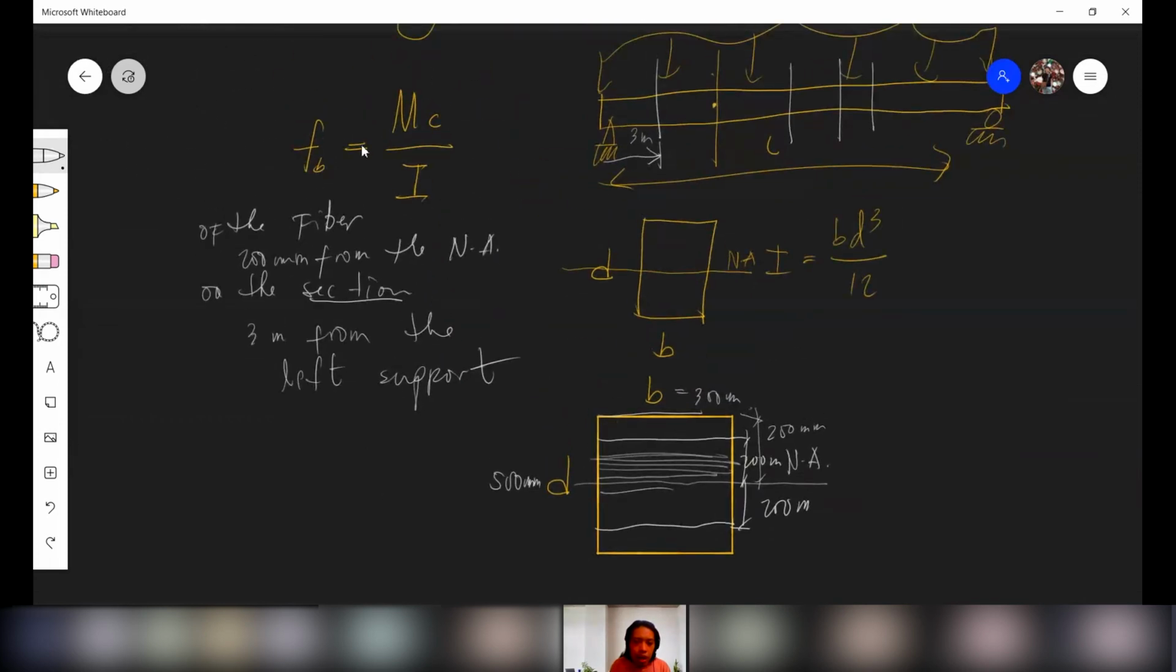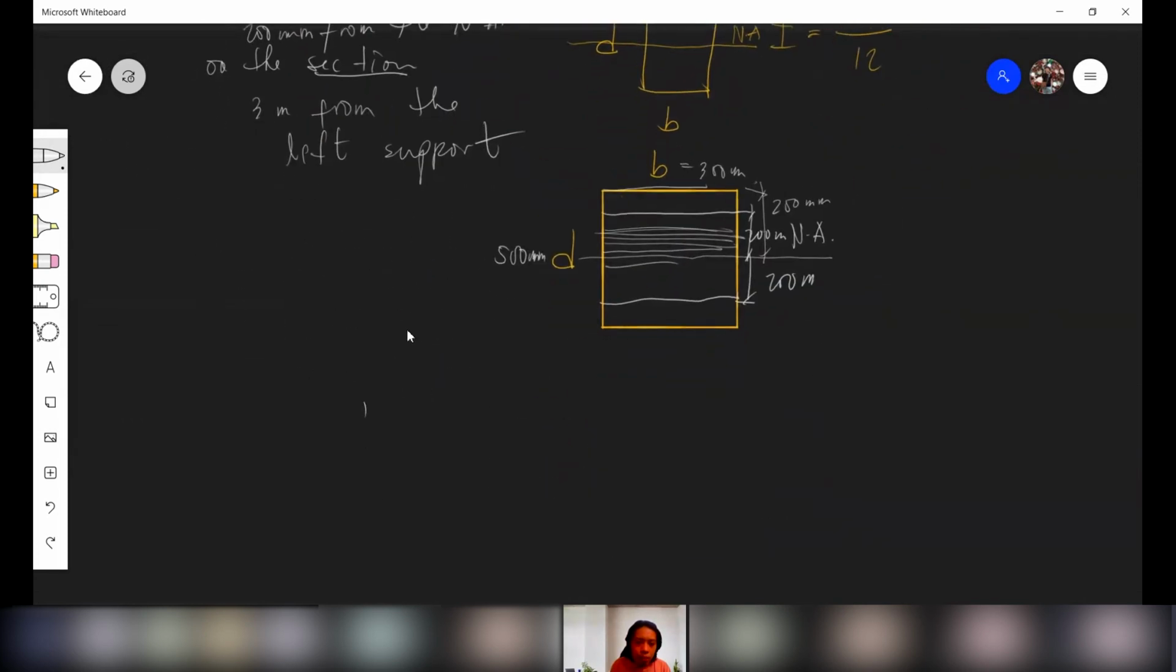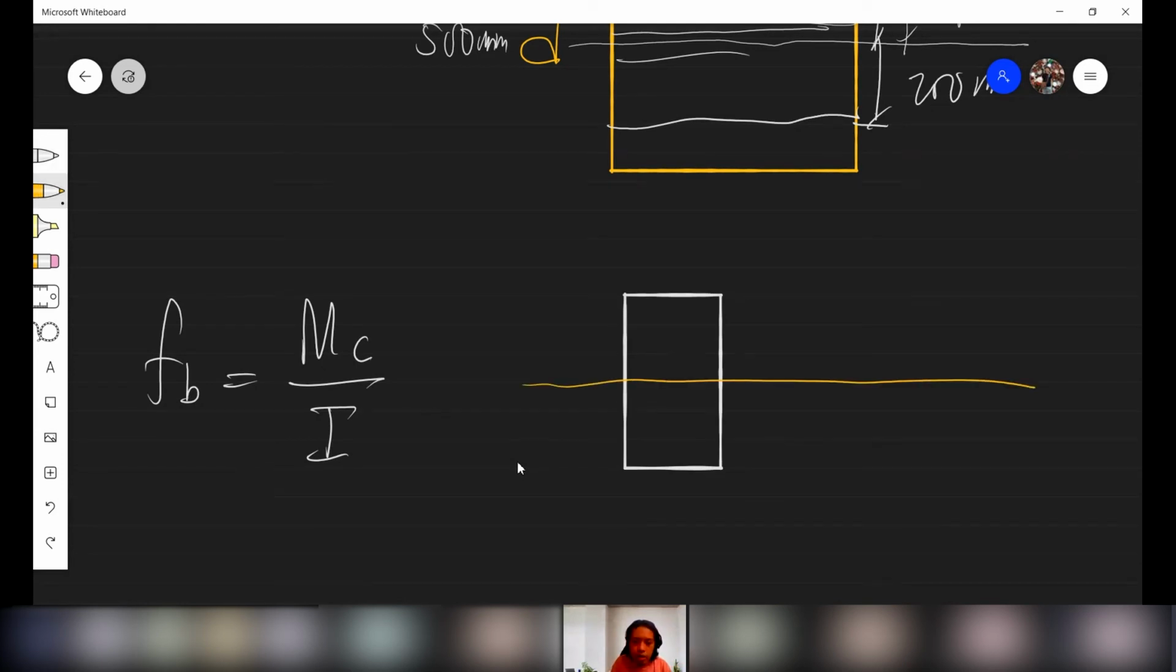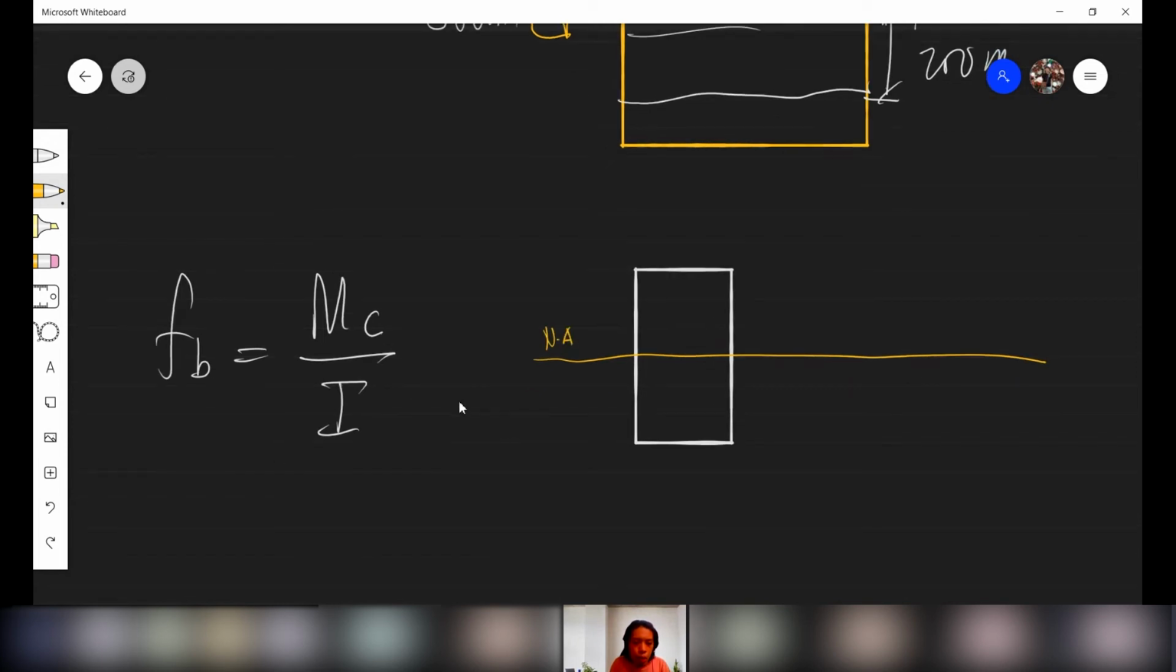Kita ha it aton formula. Fb, let me put it here. Fb is equal to Mc over I. Okay. Let's talk about this section. And say this is the neutral axis. This is the neutral axis. Okay. Let's talk about this formula.